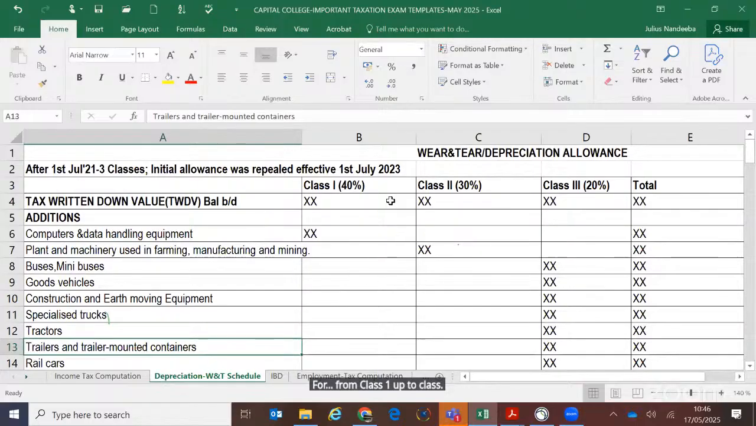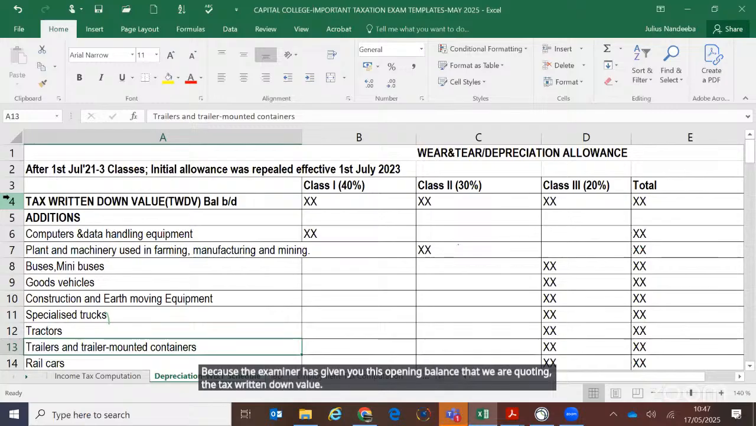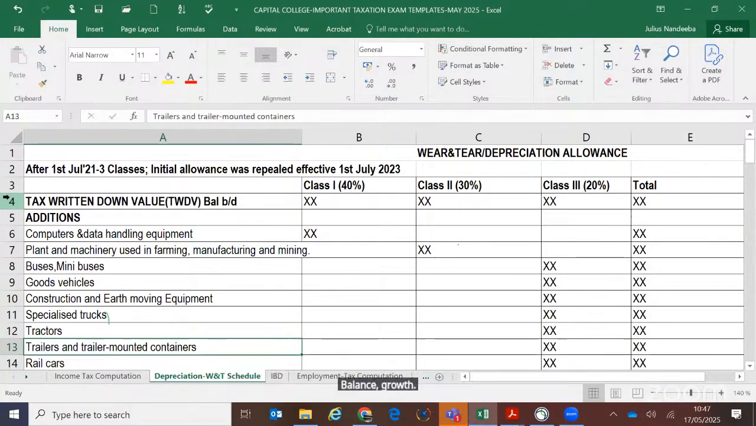Now, even if you were sleeping, you should be able to get the opening balances correct, because the examiner has given you this opening balance that we are calling the tax written down value balance brought down.